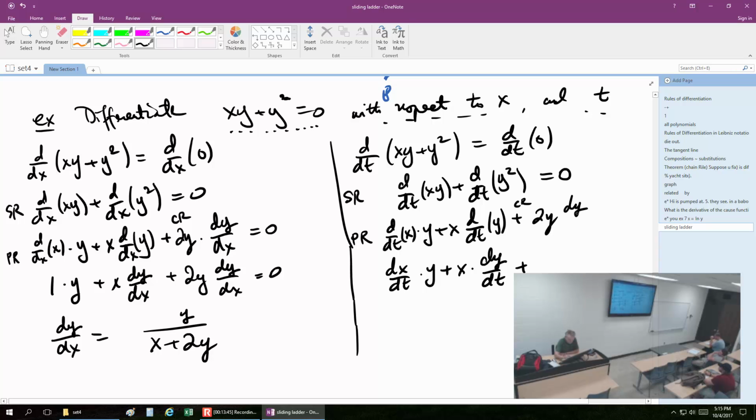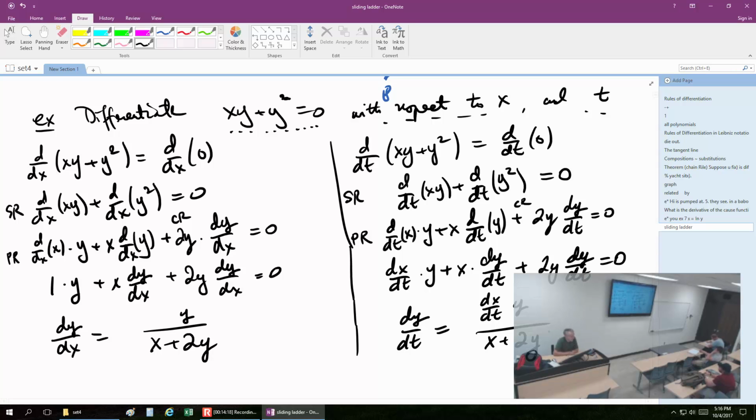dy over dt, yes. Okay, so after that there is really not much. We could still solve for dy/dt, I suppose. Let me solve for dy/dt. So dy/dt is once again dx/dt times y divided by x plus 2y. So you can see the difference is really not huge, it's still differentiation.